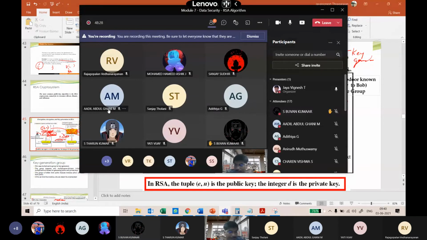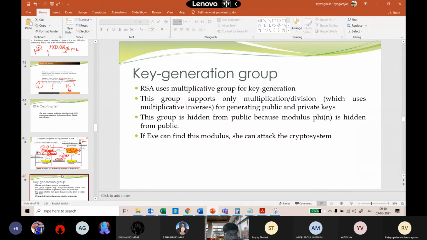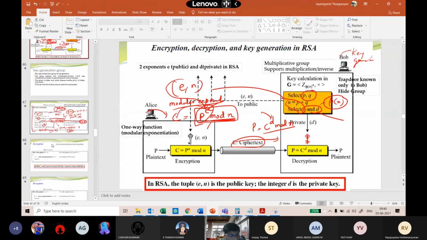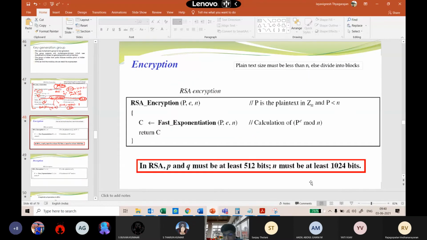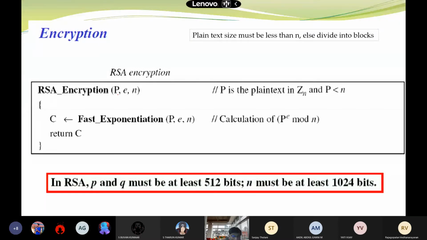So we have to actually compute this modular exponentiation. What is this value? If I give you an example and then tell you, then you will be able to understand this practically. The point here is that what Alice is doing at the encryption side is modular exponentiation. So she has the plain text.